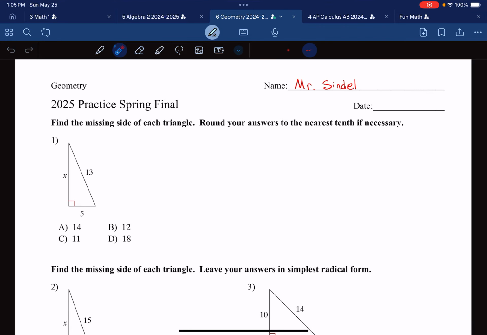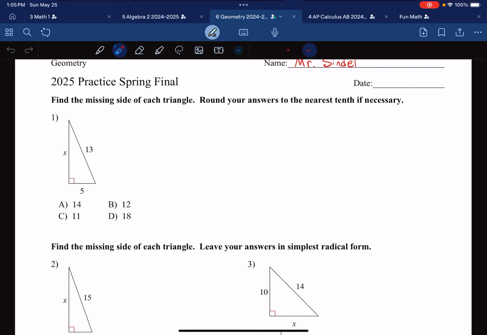This is the Geometry 2025 Spring Practice Final. It is going to be multiple choice for the final as well. Here we go. In the first problem, I'm noticing I have side lengths of a right triangle.